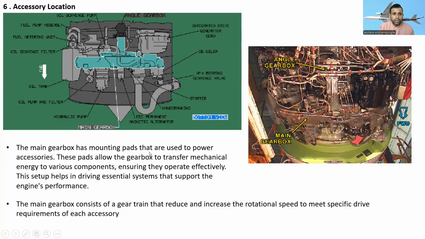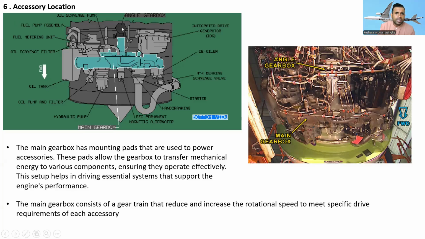The main gearbox has mounting pads. You can see so many mounting pads that are used to power accessories. The pads allow the gearbox to transfer mechanical energy to various components, ensuring they operate effectively. These setups help in driving essential systems that support engine performance. The main gearbox consists of a gear train that reduces and increases the rotational speed to meet the specific drive requirements of each accessory.